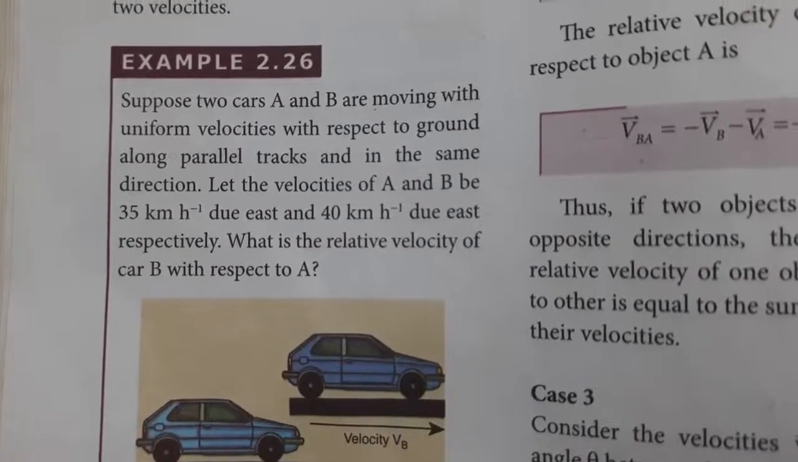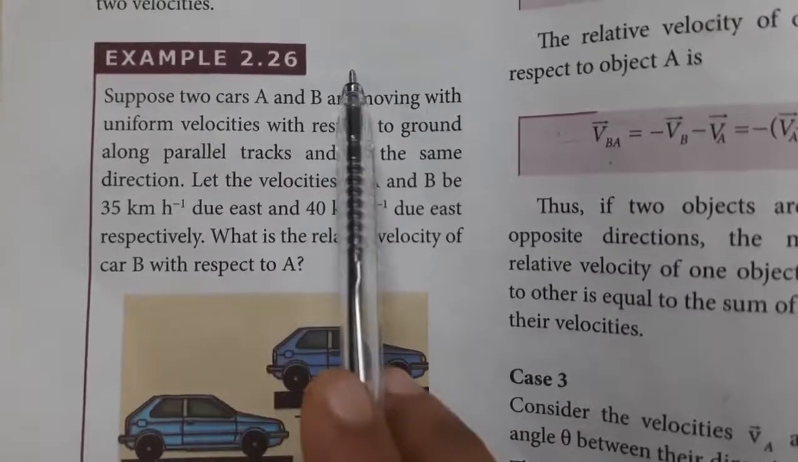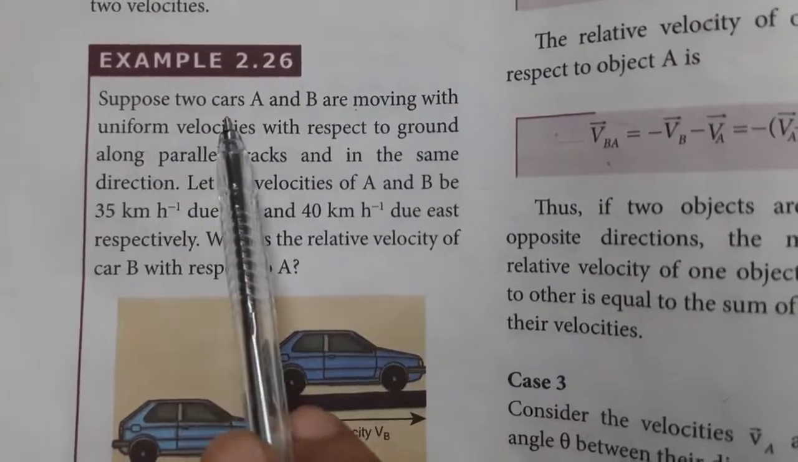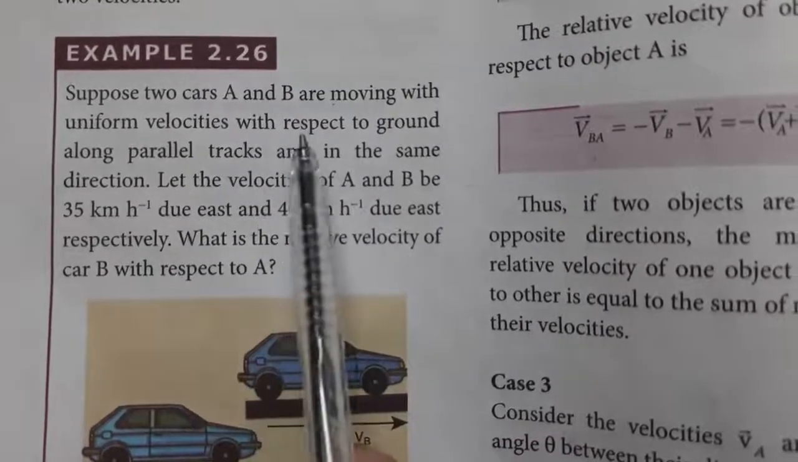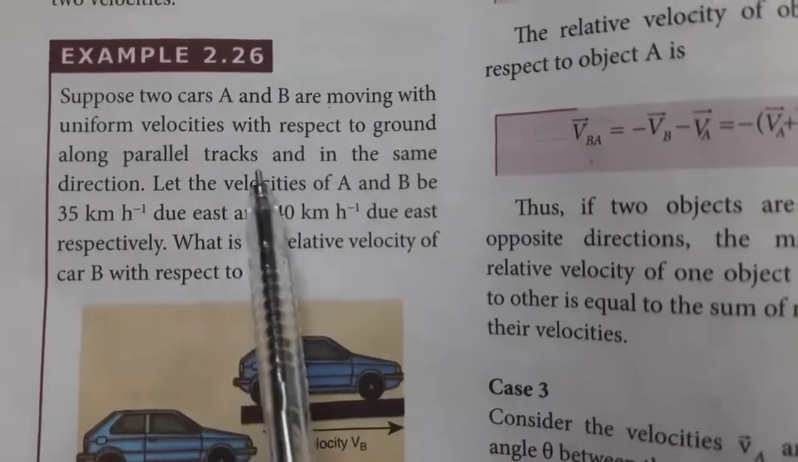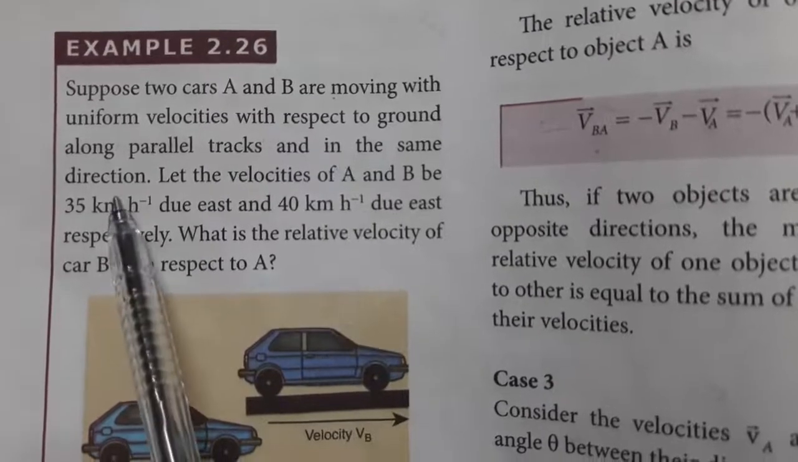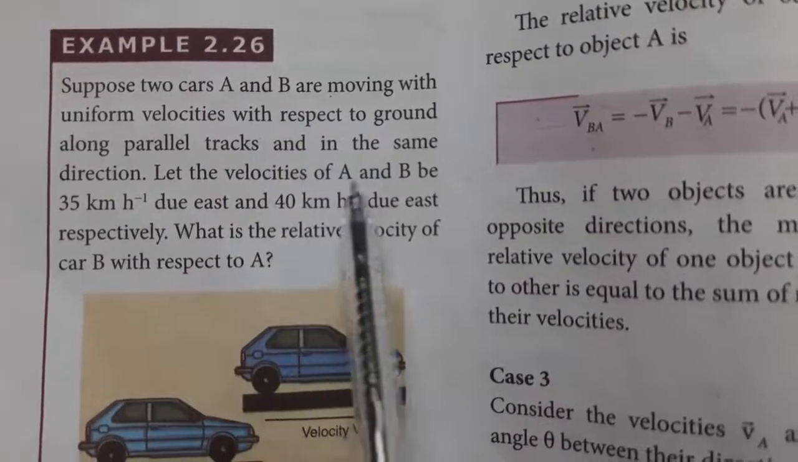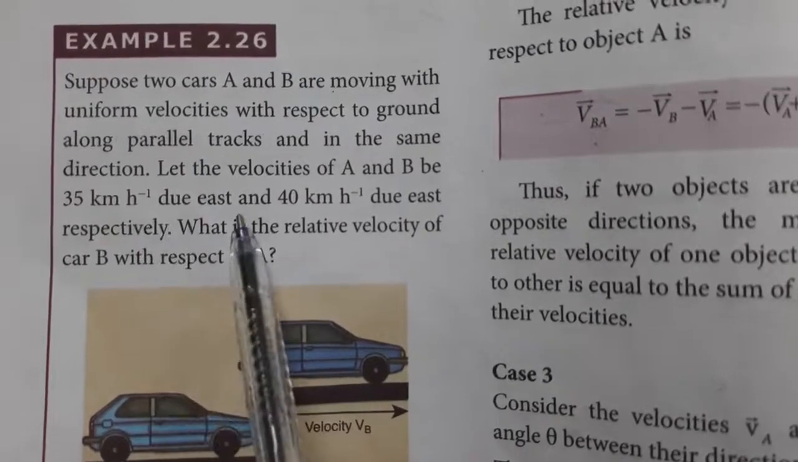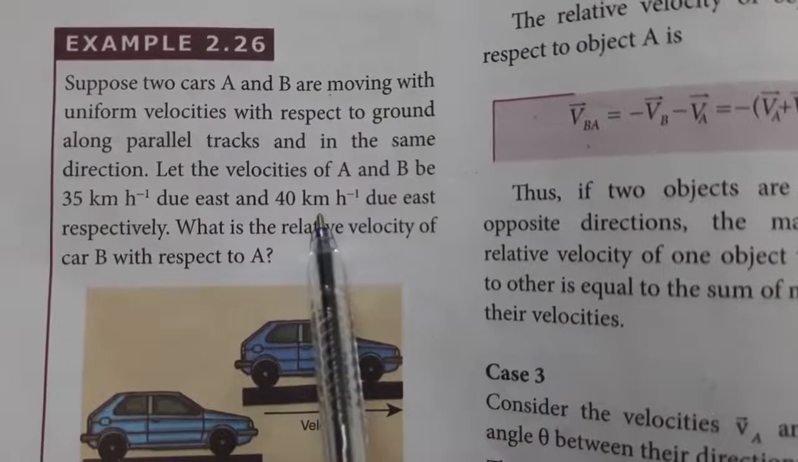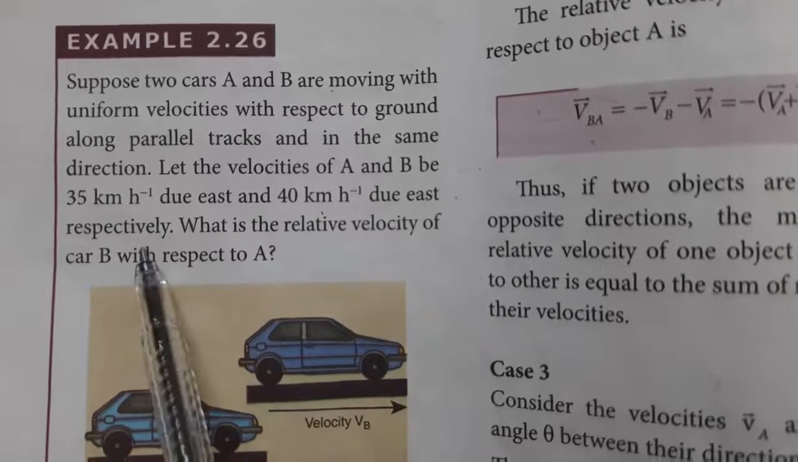Let's see the example. Example 2.26. Suppose two cars A and B are moving with uniform velocities with respect to ground along parallel tracks and in the same direction. Let the velocities of A and B be 35 km per hour due east and 40 km per hour due east respectively.